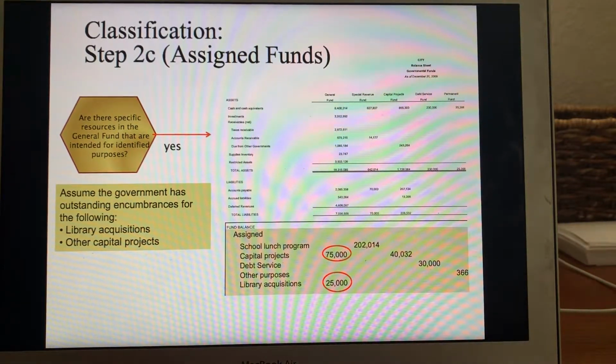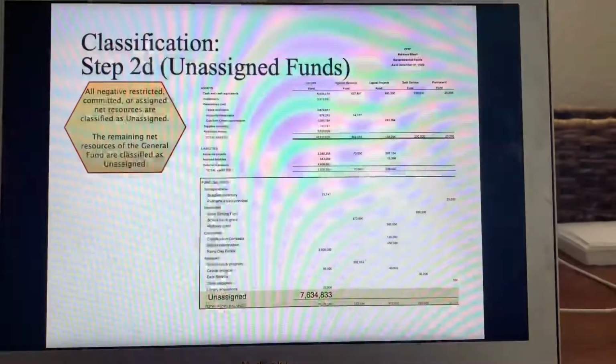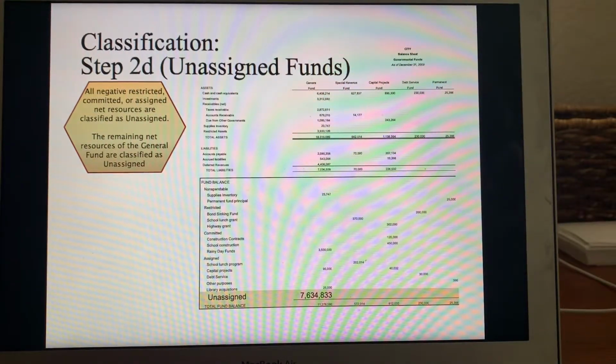Assume the government has outstanding encumbrances for the following. So then it's outstanding, we don't know yet, so we haven't encumbered it. That's why we put it on there. All negative restricted, committed, or assigned net resources are classified as unassigned. The remaining net resources of the general fund are classified as unassigned. So unassigned will be $707,634,833. So that would be unassigned.